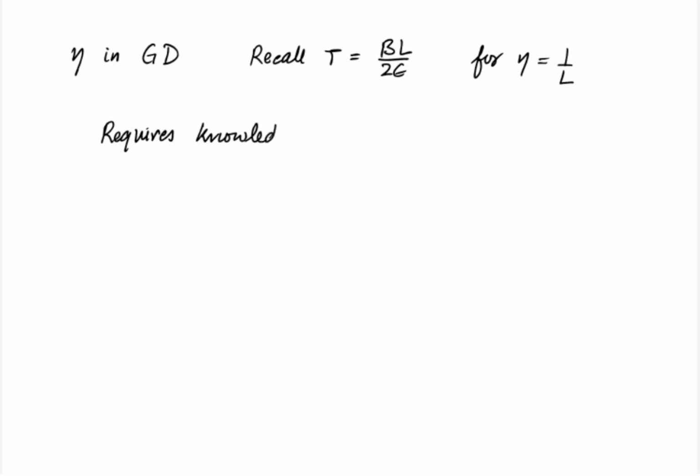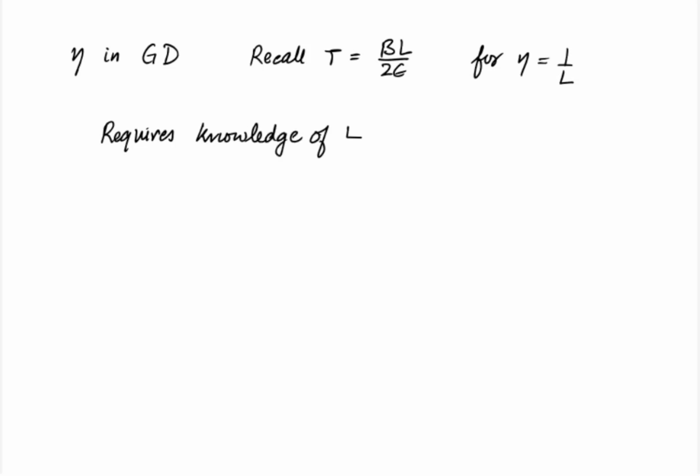Recall that we obtained that the oracle complexity of gradient descent when using a constant step size of eta equal to 1 over L was t is equal to BL by 2 epsilon. Of course, the oracle complexity remains of the same order if we change the step size around 1 over L. But this approach still requires the knowledge of L.